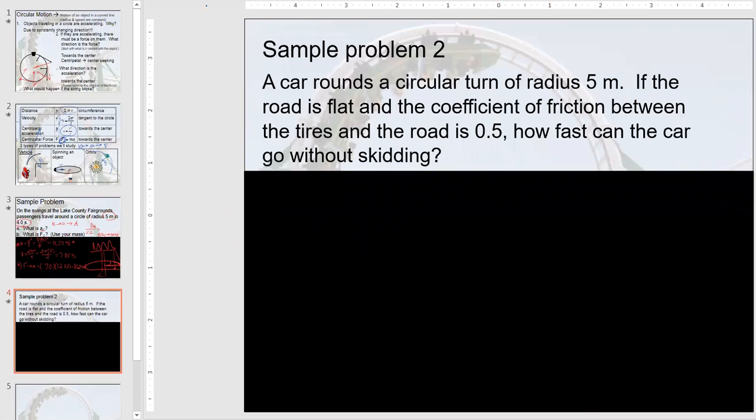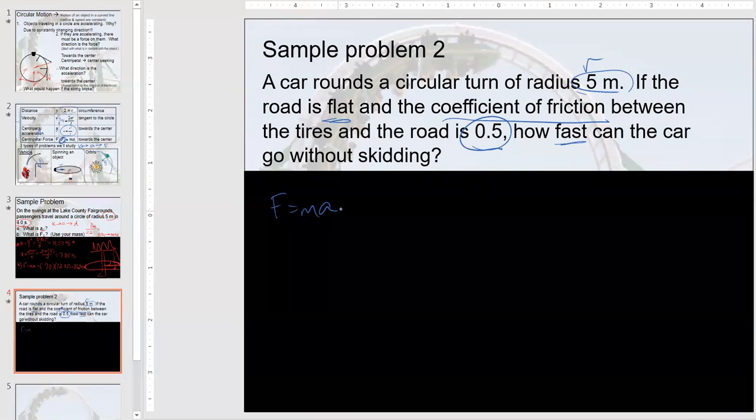So a car rounds a circular turn of radius 5 meters. So that's my radius. If the road is flat and the coefficient of friction is 0.5, then how fast can the car go without skidding? So if we're starting with that, we're going to go with F equals ma. Remember that this is the force pulling them towards the center.